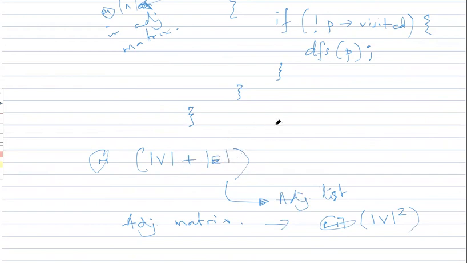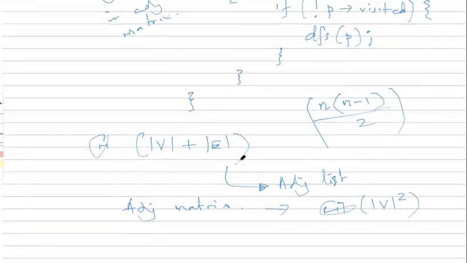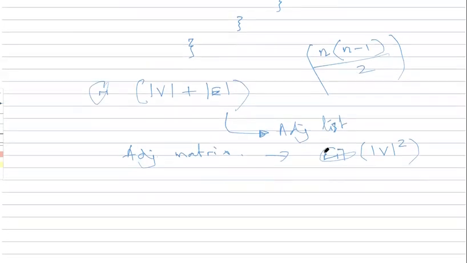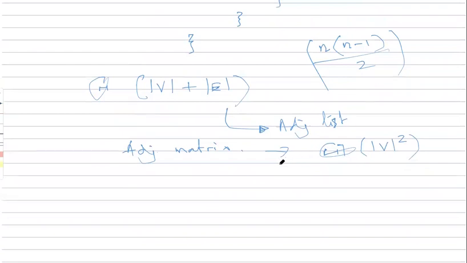Now, of course, in a complete graph, how many possible edges would there be in a graph with n vertices? It's n into n minus 1 divided by 2. This is the simple understanding of how many edges there would typically be. So this is actually n square. In other words, E in the worst case can be V square. But if the number of edges is not in the order of V square, then the complexity of depth first search remains fairly linear in practice. And that's the key point.